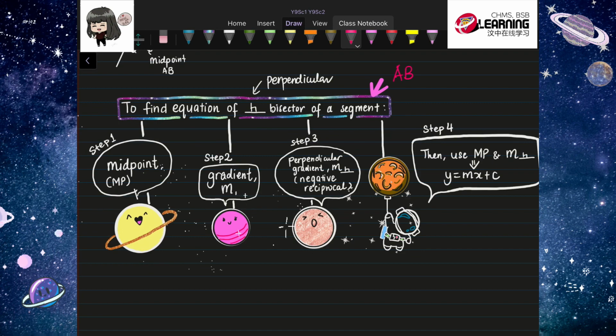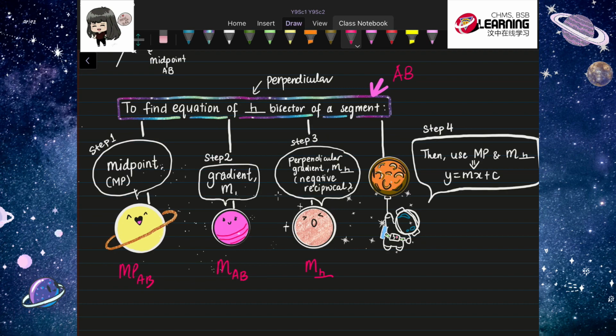Step 2, you find the gradient of AB. MP is the midpoint, and m basically means gradient. Step 3, you find the perpendicular gradient. m1 times m2 equals -1. So I find the perpendicular gradient, or the negative reciprocal in short.